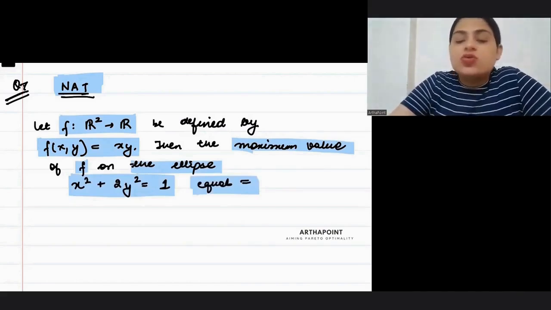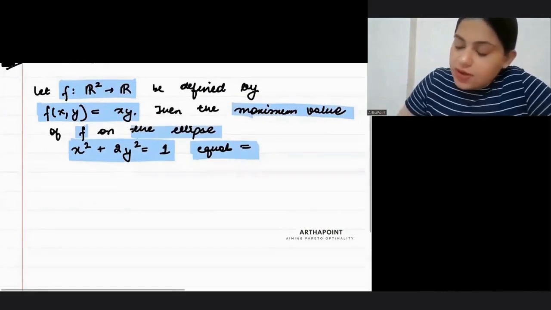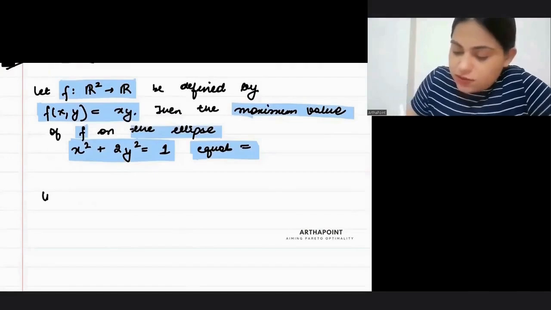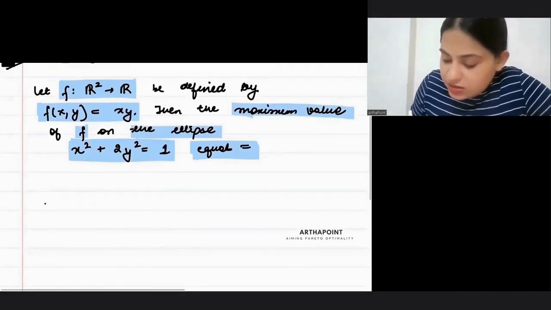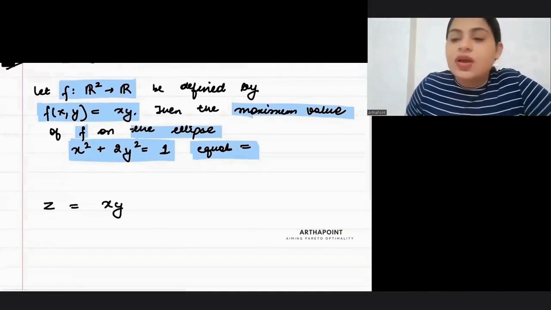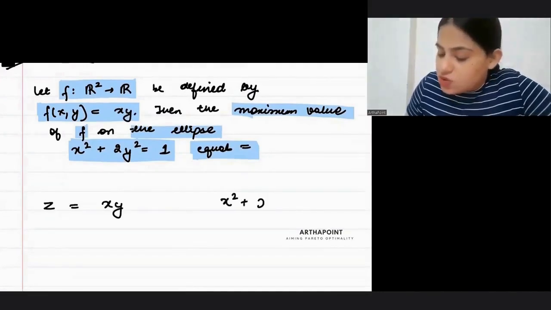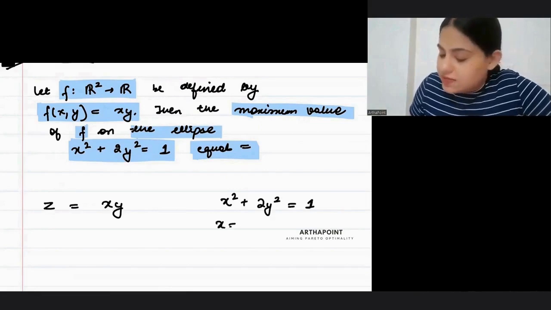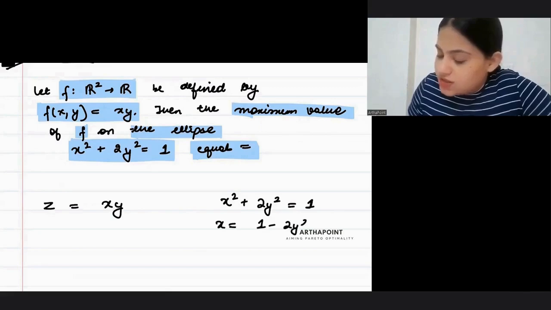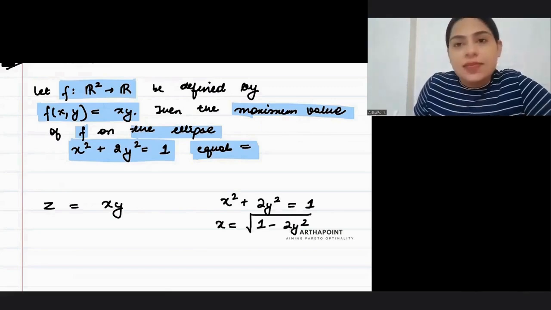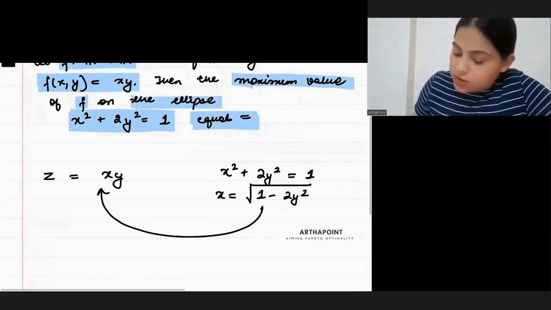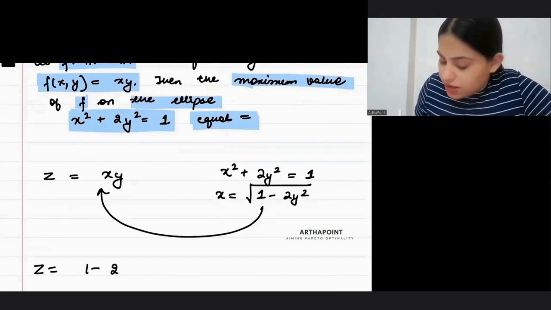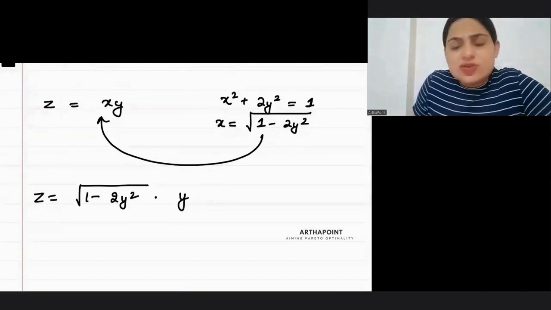So the first technique to solve this question is the following. Beta, your function is z equal to xy, and you're given that x squared plus 2y squared is equal to 1. So from here, can you tell me what will be x? x will be the square root of 1 minus 2y squared. You can plug this value here, so your z will come as the square root of 1 minus 2y squared, into y. Everything is in terms of y.